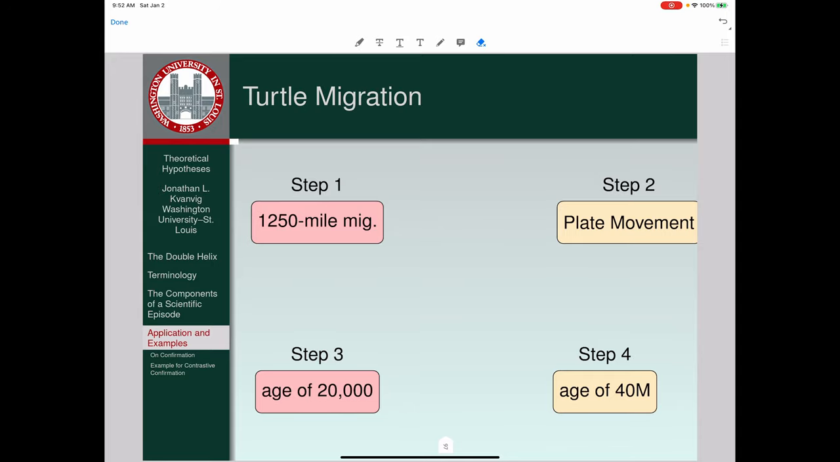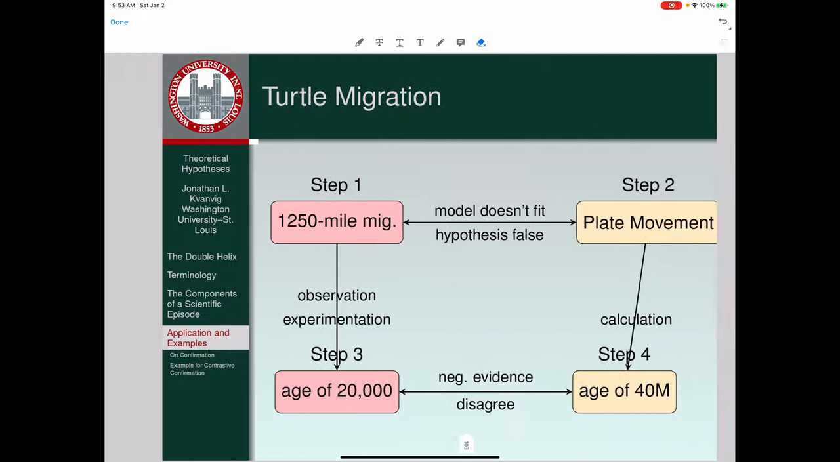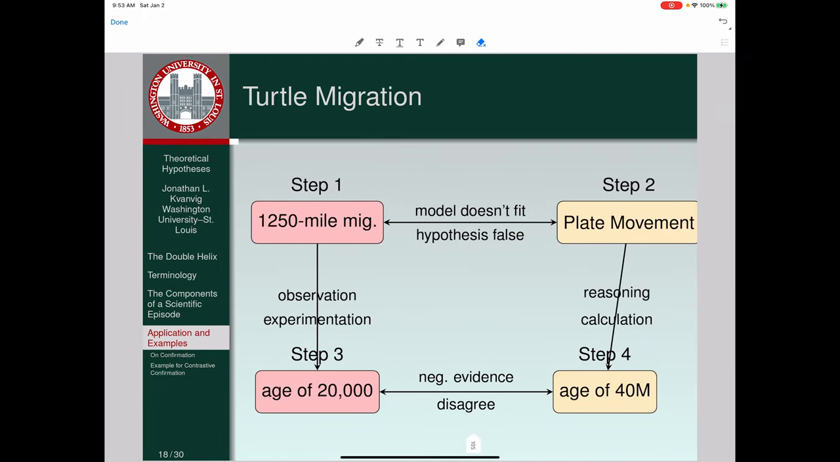The actual data, though, is that it happened 20,000 years ago. So we get a failure of fit between the aspect of the real world under discussion and the model that was posited to explain it. We then fill in the arrows, and the important thing to note is the data and the prediction don't agree, so that counts as negative evidence. So the hypothesis is false that the model fits reality, so we conclude that the model doesn't fit reality, as long as this is strong enough evidence. But at least we have incremental evidence against the view that the model fits reality.